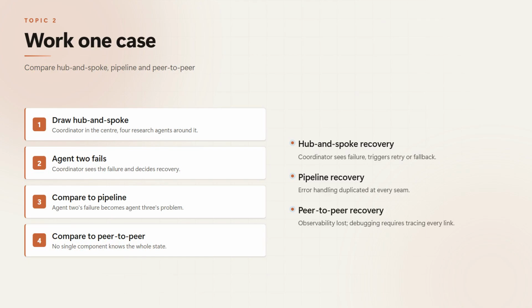Finally, draw peer-to-peer, agents talk directly to whoever they need. When Agent 2 fails, the agents that depended on it each discover the failure independently, at different times, with no single component that knows the state of the whole. The rest of the cases are on the page, but this one makes the trade-off clear.